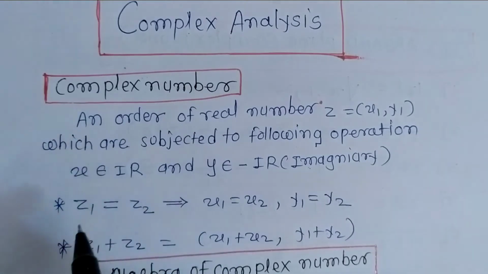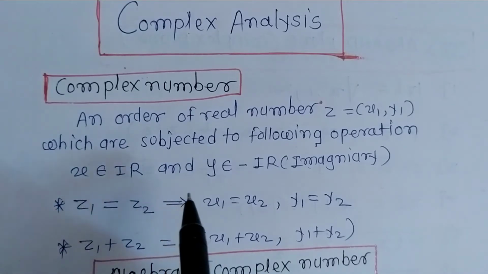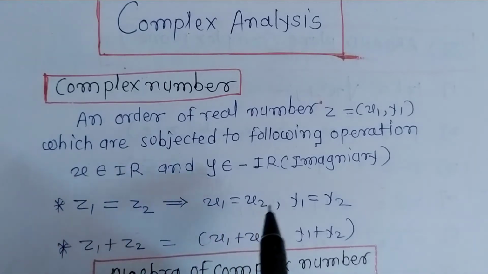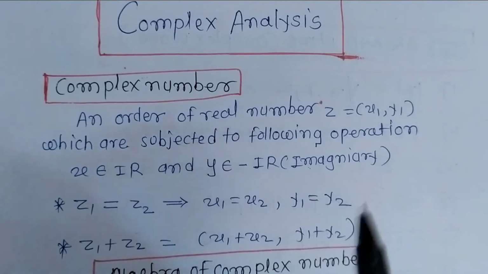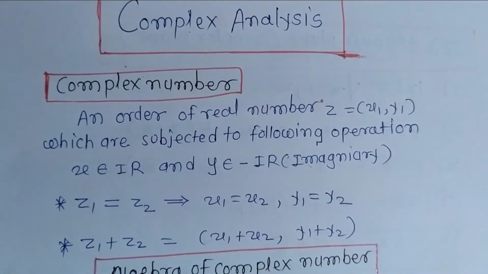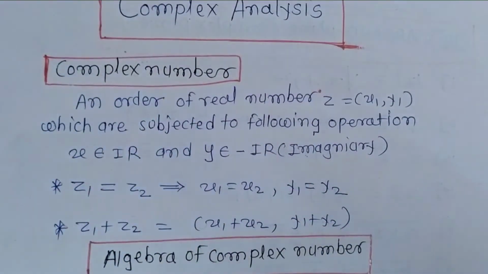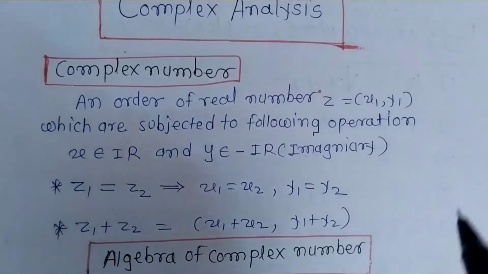Here z1 is equal to z2 when x1 is equal to x2 and y1 is equal to y2. When z1 plus z2, it means (x1 plus x2, y1 plus y2). When a number satisfies these conditions, then we call this number a complex number.